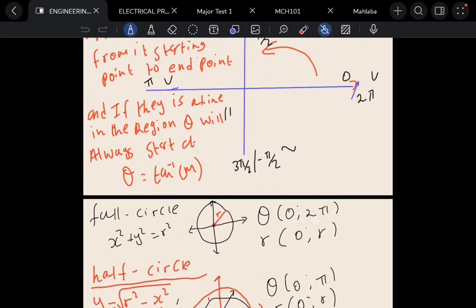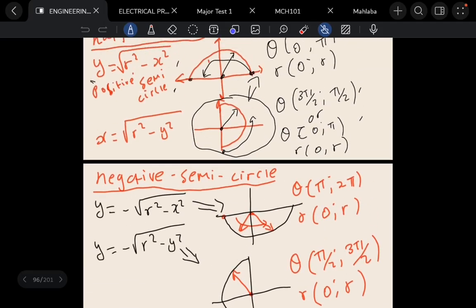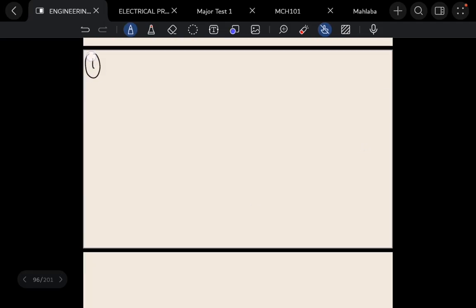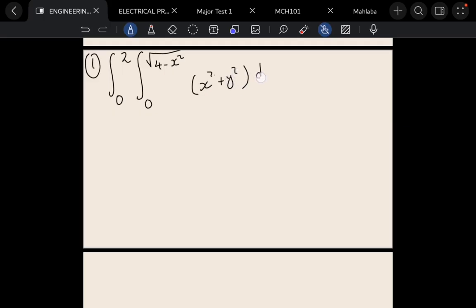Now let us look at examples. Maybe if we look at the examples, you will get a feel for what we are doing, right? Number 1, let us integrate from 0 to 2 and 0 to the square root of 4 minus x squared, of x squared plus y squared dy dx. Now how would I integrate this in terms of y? What I need to do is draw the region for this.